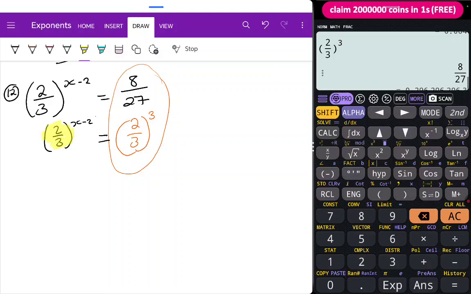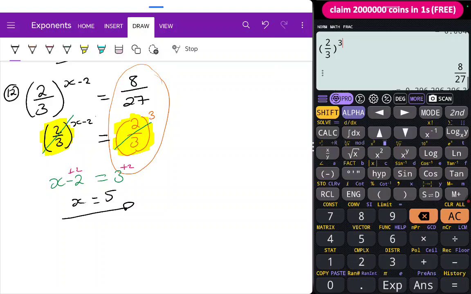These two, including my bracket, are the same base, right? So now I can drop my bases and keep my exponents. Take the 2 over. So now I have x is equal to 5. The end.